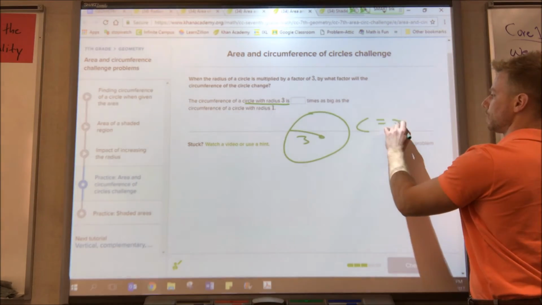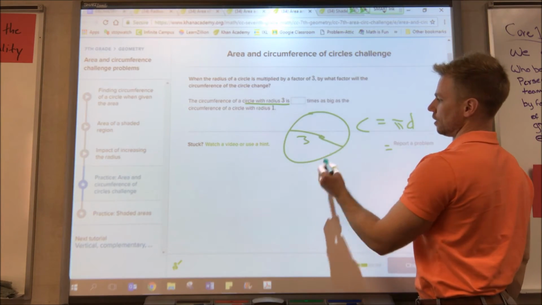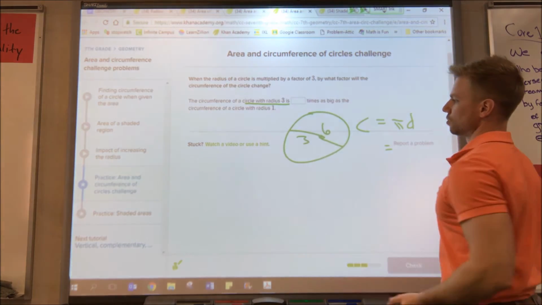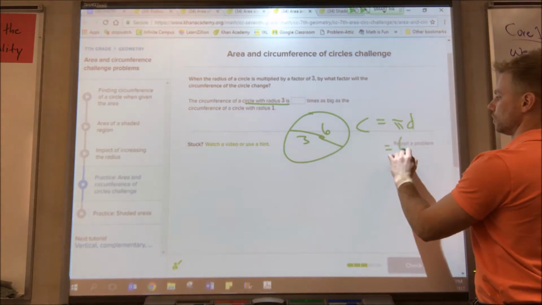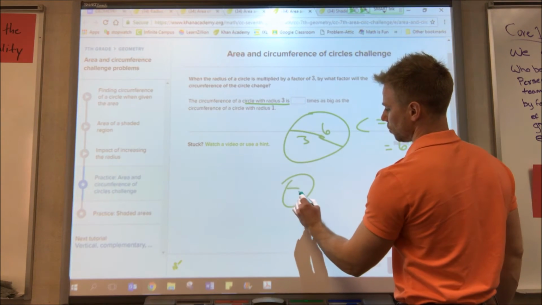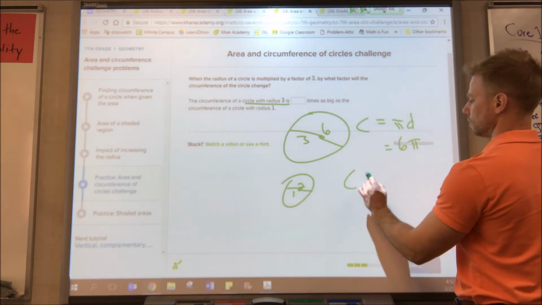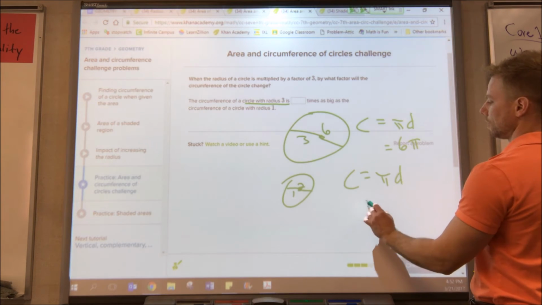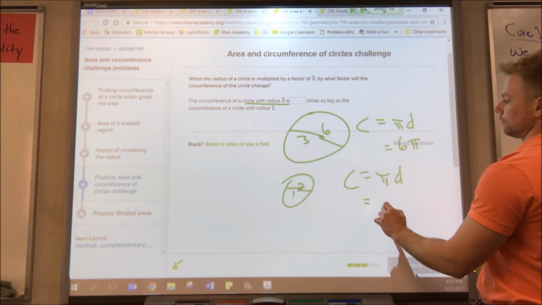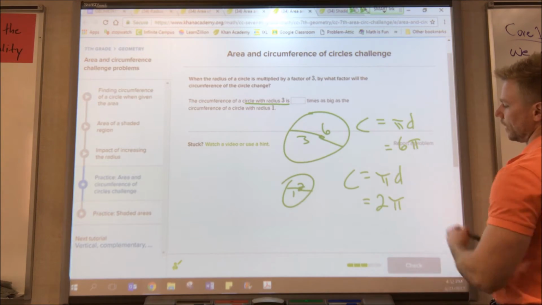So C equals pi d. If the radius is 3, the diameter is going to be twice as long, is 6. So the circumference is 6 pi. The circumference of a circle with radius 1, that diameter is going to be 2. So we use the same formula, pi d. In place of d we put 2, so the circumference is 2 pi.